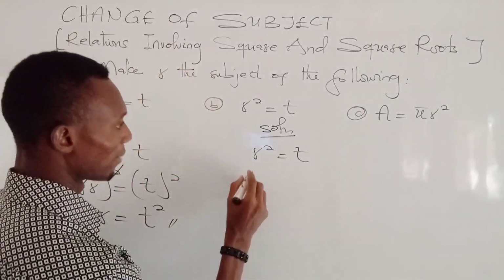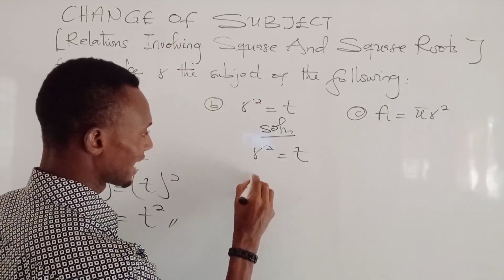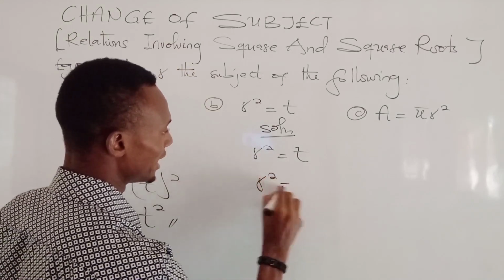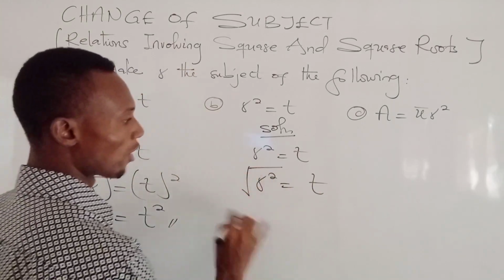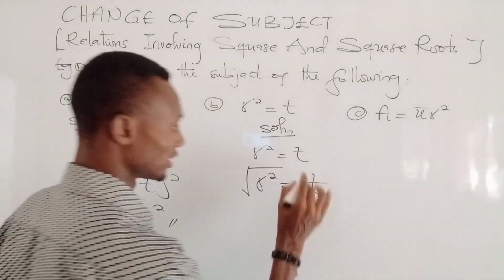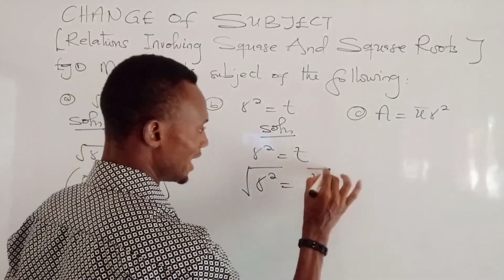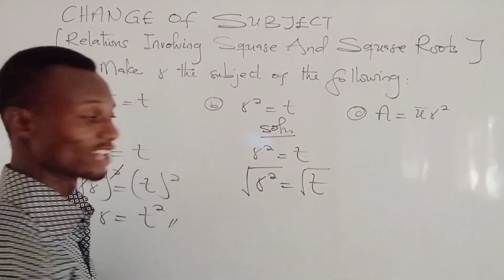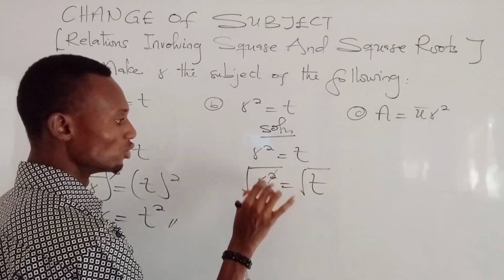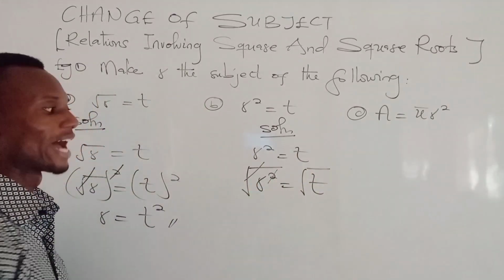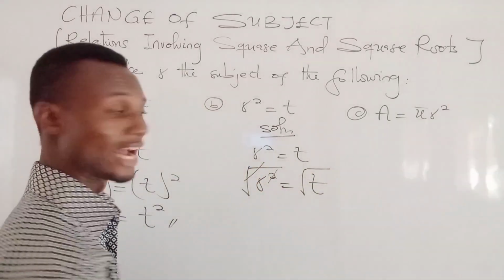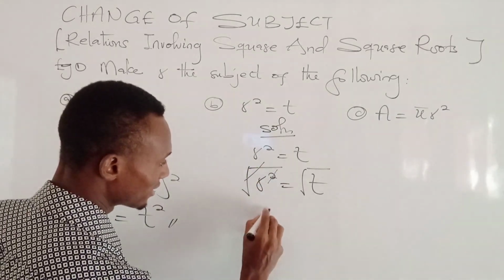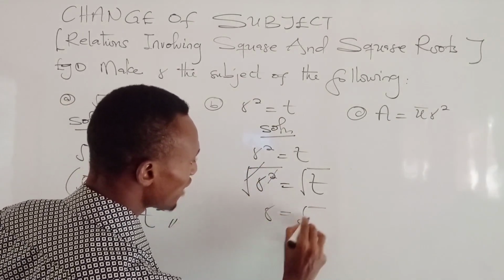Okay, so I'm going to repeat what I have here. I have r squared equals t, and I'm going to take the square root of both sides of the equation. So I'll take the square root of this side and also take the square root of this side as well, so that this power 2 can cancel the square root sign away. The power 2 will cancel itself and cancel the square root sign away. So what I have left here is r equals square root of t.